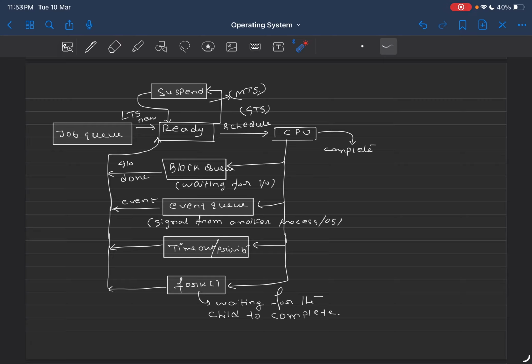Similarly, I already told you there is something called the event queue. We will see much more detail about what an event is once we get into the synchronization chapter. As of now, just know one thing. Sometimes a process may wait for some other event to happen, which is not IO. Apart from IO, there are some events a process may wait for. When a process waits for such events, those processes are put into this event queue. Once that event takes place, the process is again put into the ready queue.